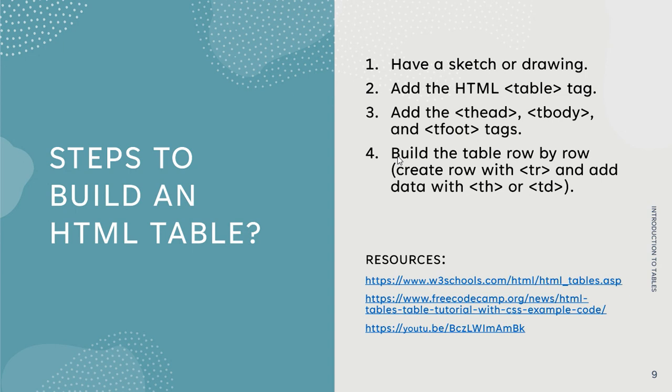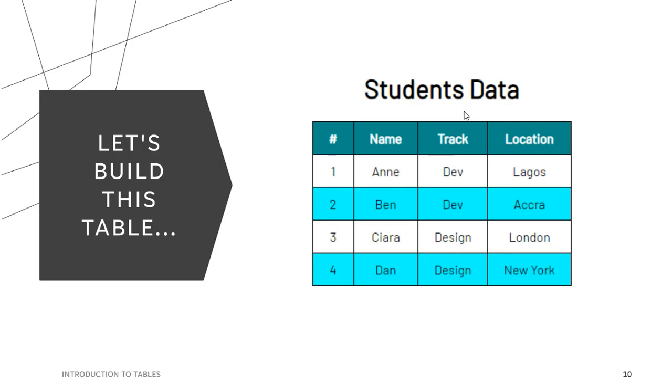So you build the table row by row, and to do that, you first of all create the row with your TR tag, and then you start to add the data with either TH if it's for the header section or TD for the rest of the table. So please keep in mind that all the tags are regular HTML tags that have the opening and the closing parts. They are not self-closing tags, as you will see when we start to make use of them in the practical section.